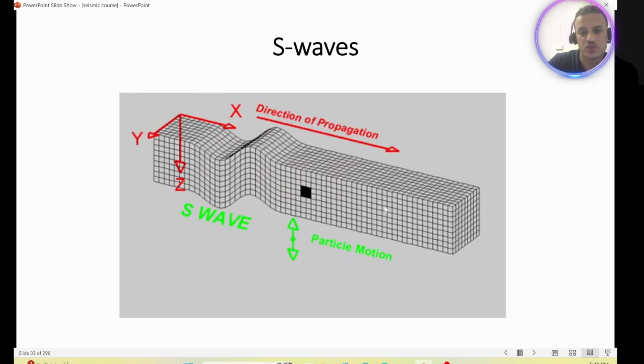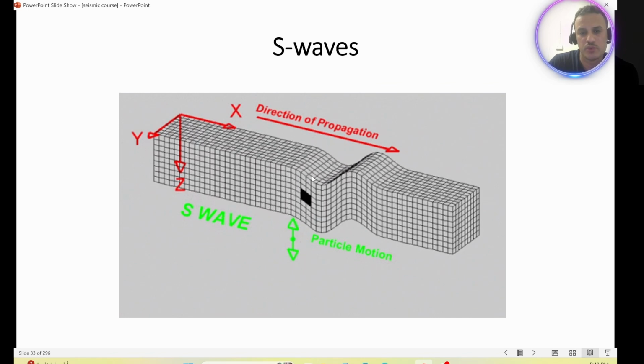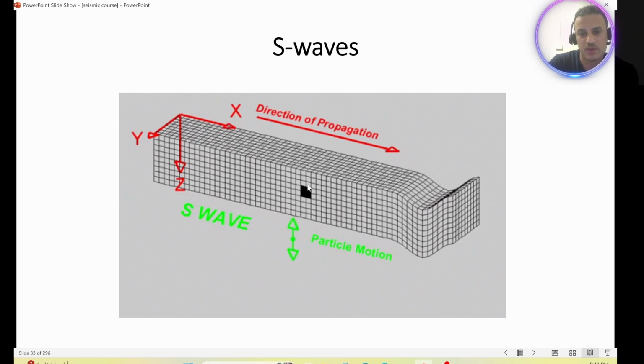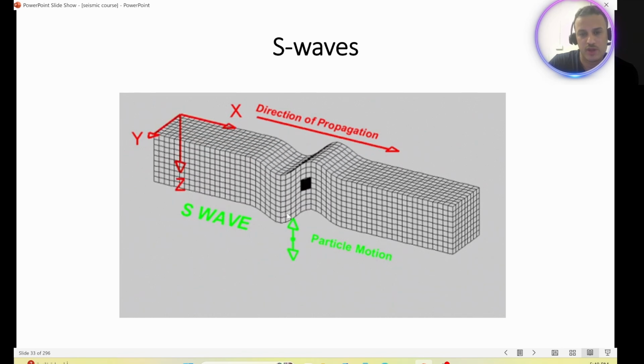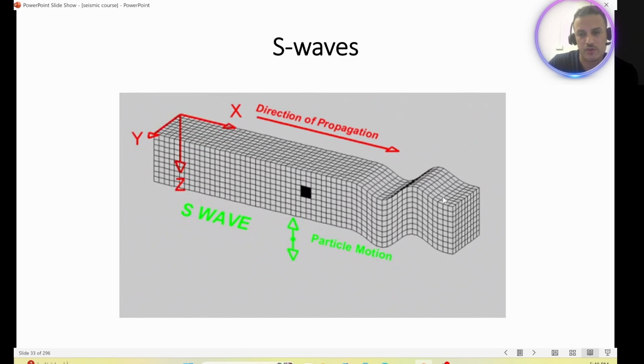The direction of the particle motion will be up and down, perpendicular to the direction of propagation. It will be up or down, perpendicular to the direction of propagation.